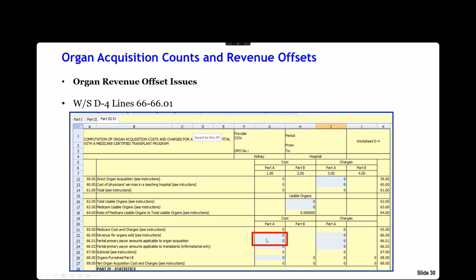Now, they have a part for the acquisition to offset that, but if there are any primary payer payments for the transplant, that's just informational. It does not offset what's allowed for acquisition, because remember, those are paid on DRG. They're not even part of the acquisition issue. So we're not going to offset transplant payments against the acquisition. They have to be separated.